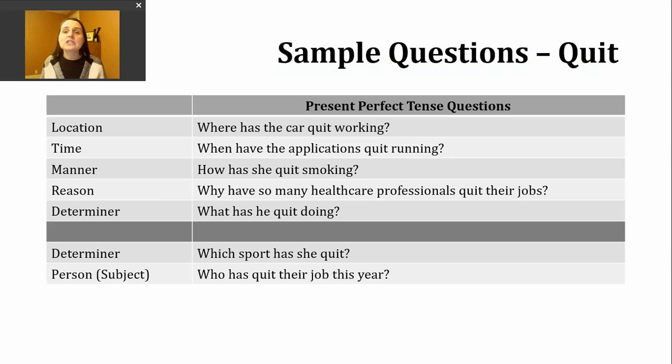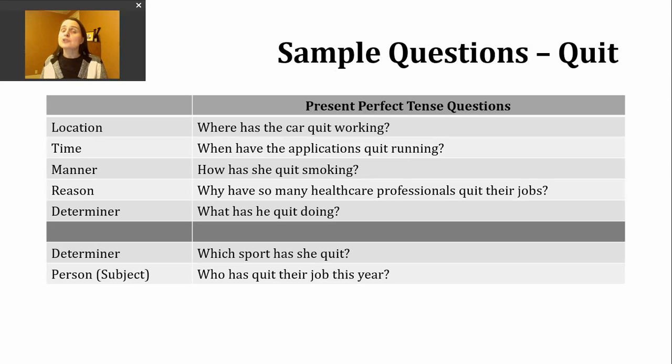Okay? Now let's look at making a question about time. For this, I'm going to use the question word when. And again, we'll follow the same structure. When have the applications quit running? Another gerund there.